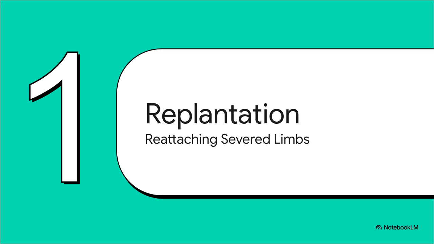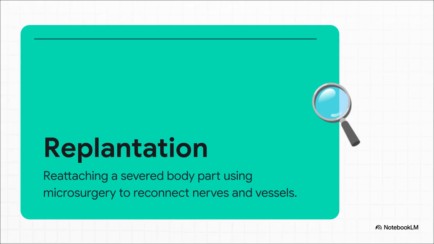All right, Section 1, replantation, or reattaching severed limbs. To code this accurately, you really have to understand the clinical definition here. Replantation strictly means reattaching a completely amputated body part, like say a thumb or an entire arm, using advanced microsurgery to reconnect those tiny nerves and blood vessels.